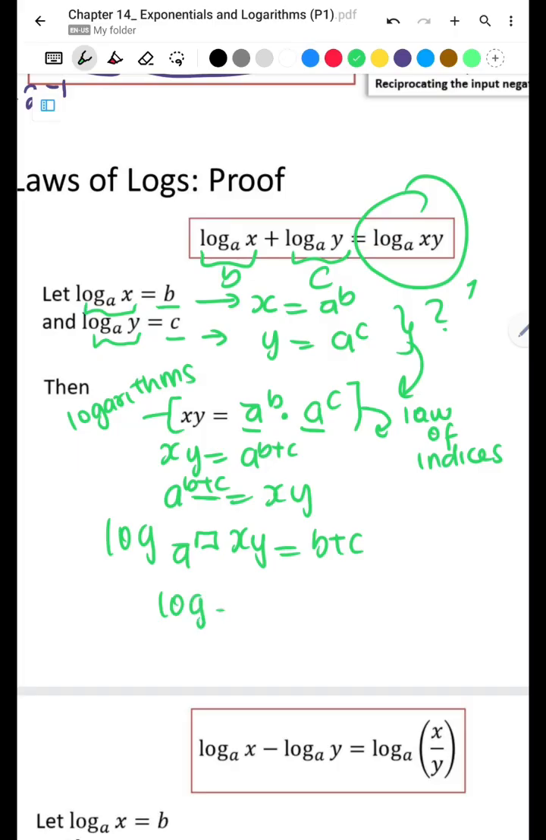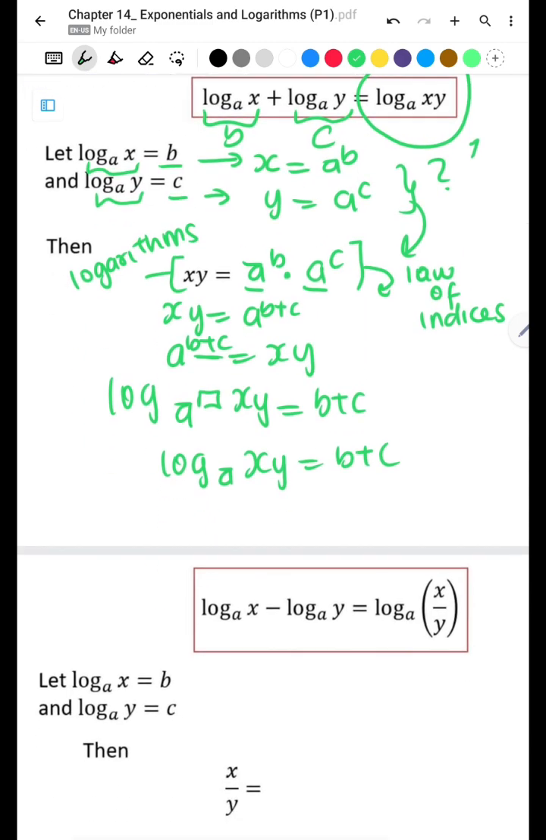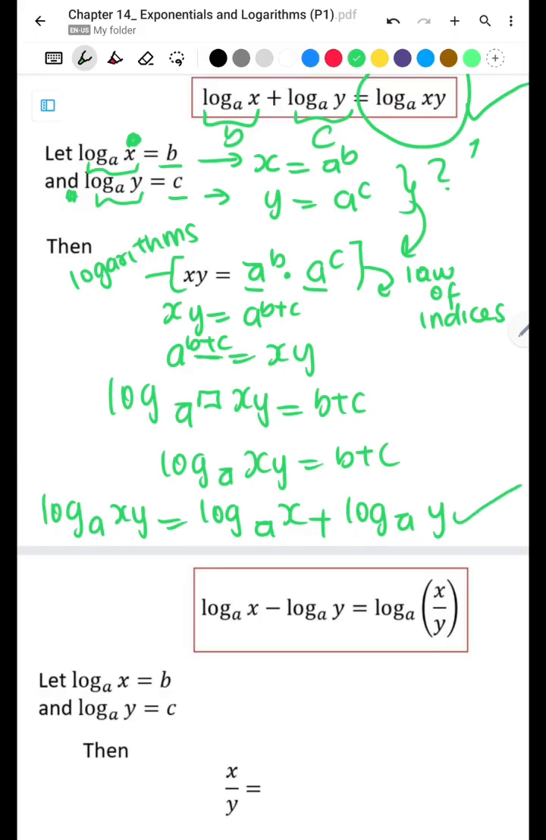So log base a of xy is equal to b plus c. And my b here was log base a of x. So log base a of xy is equal to log base a of x plus c, which is log base a of y. And that has proved this. Proven.